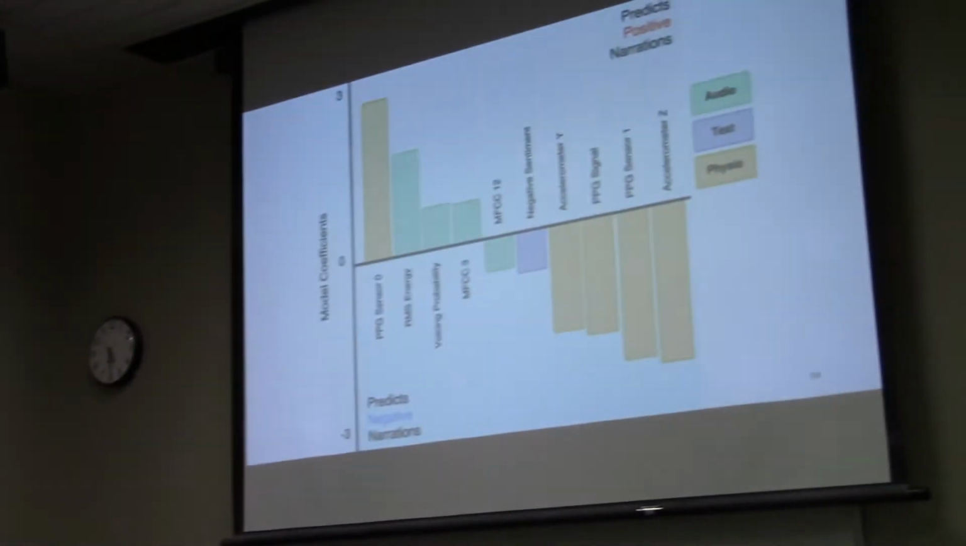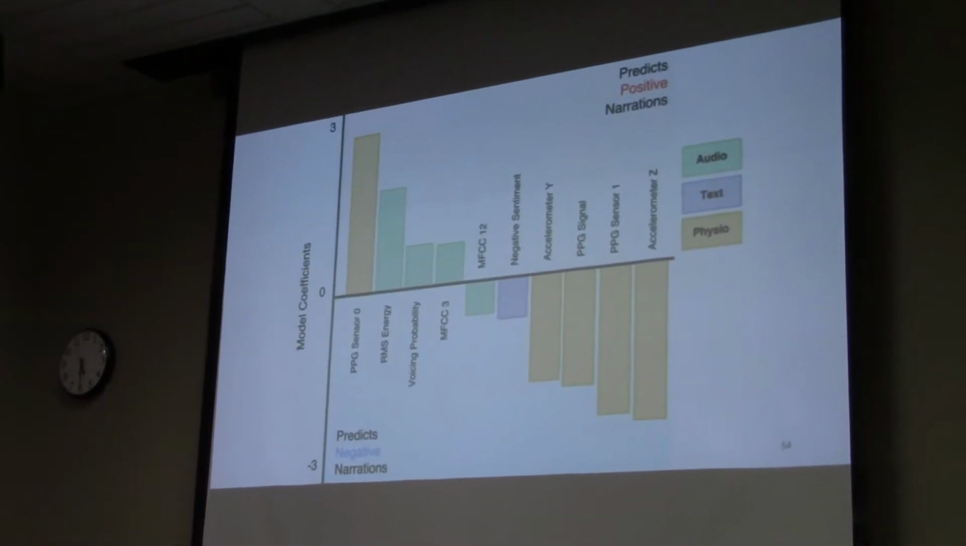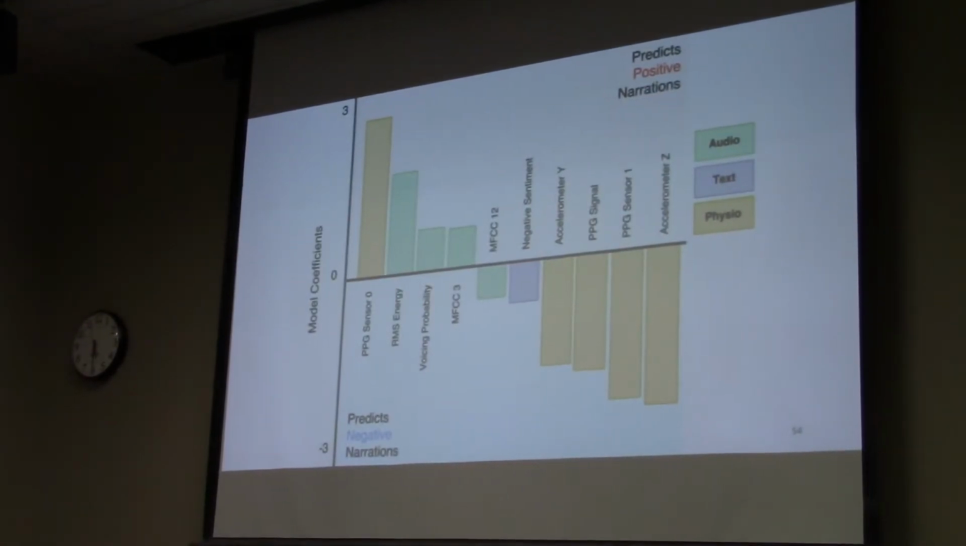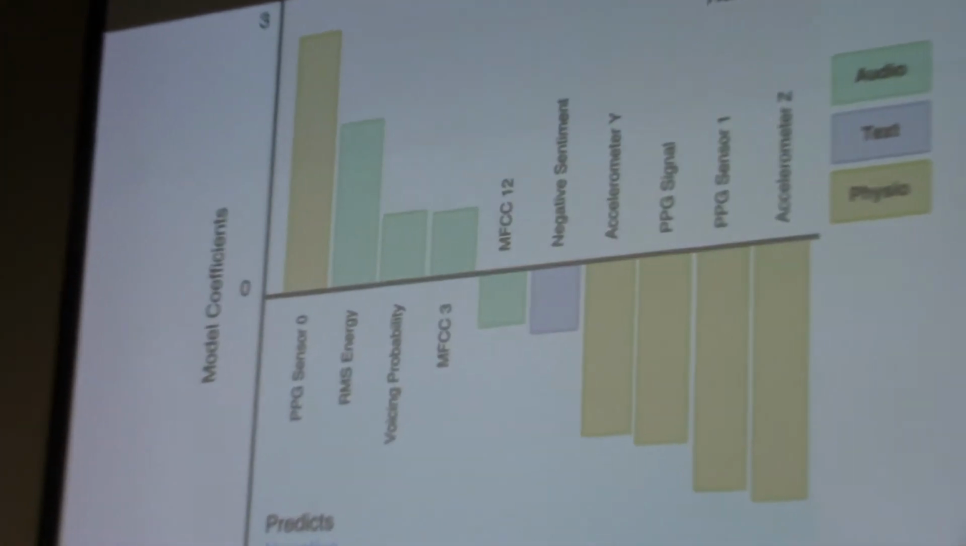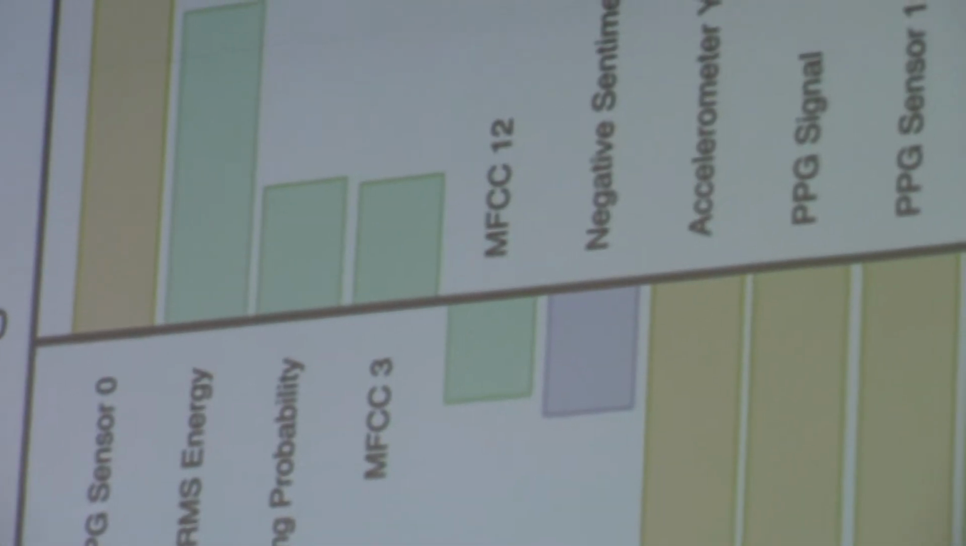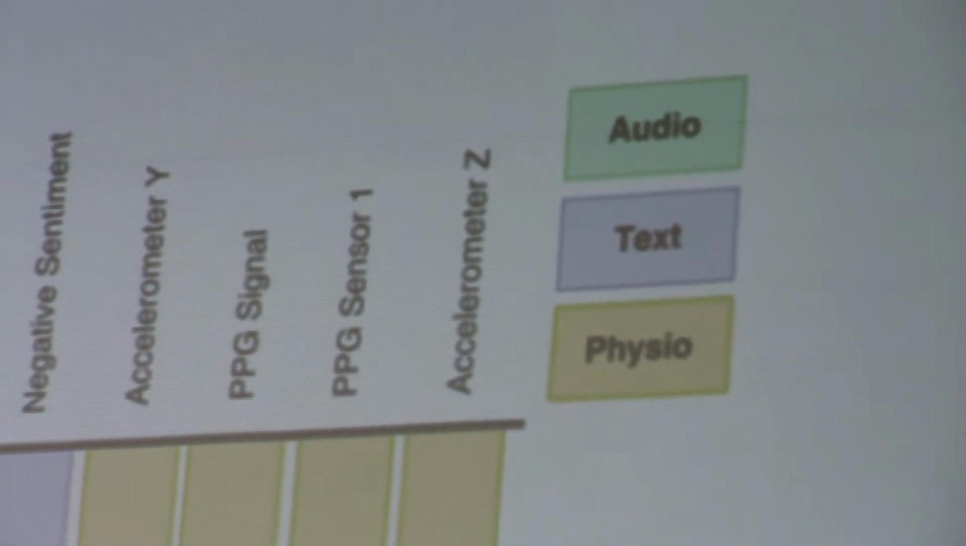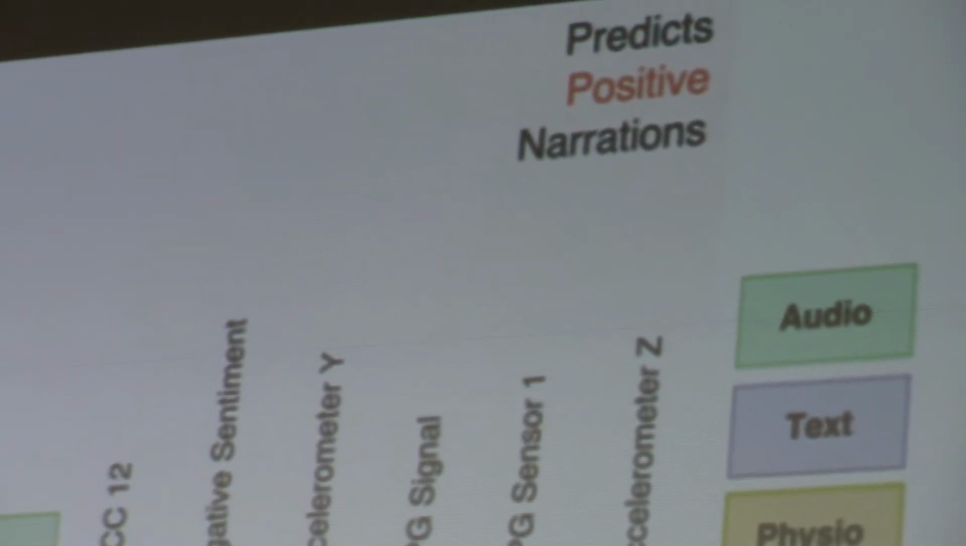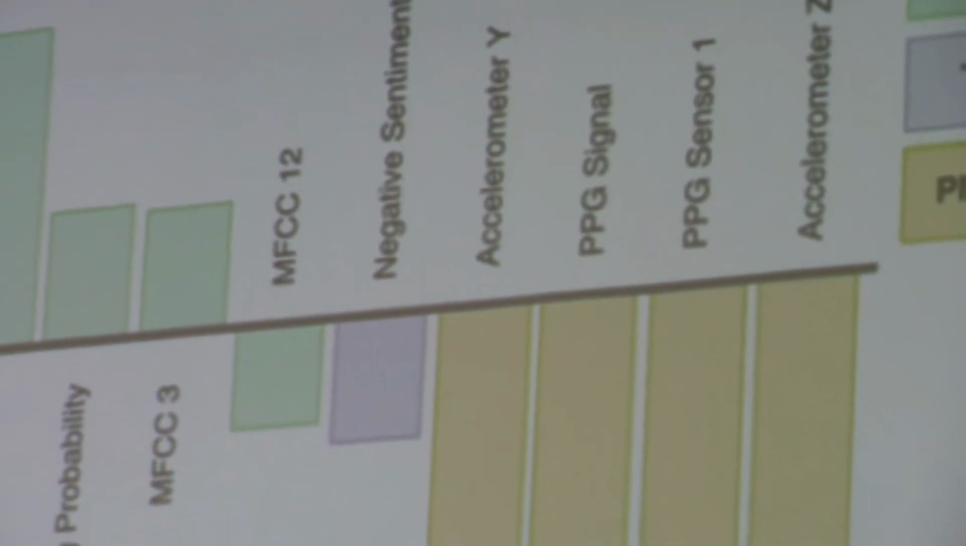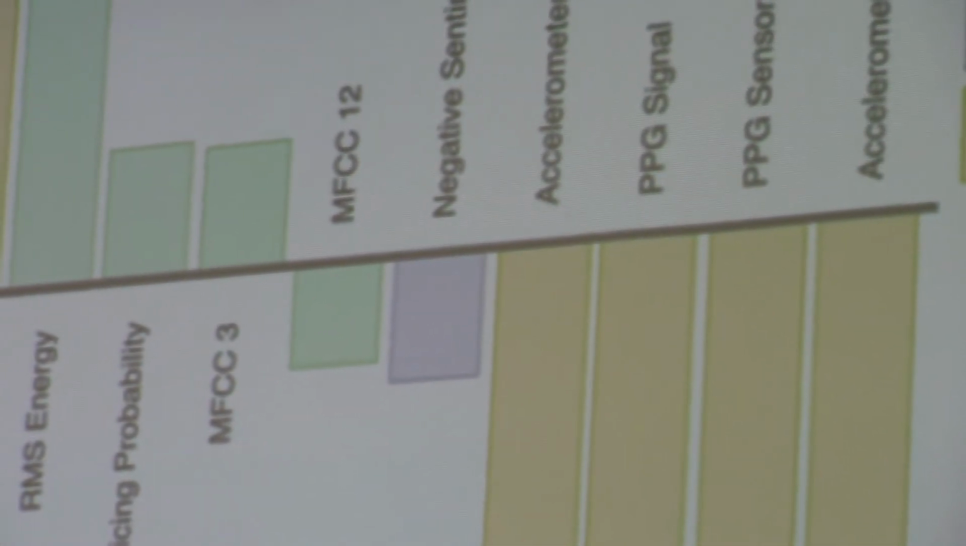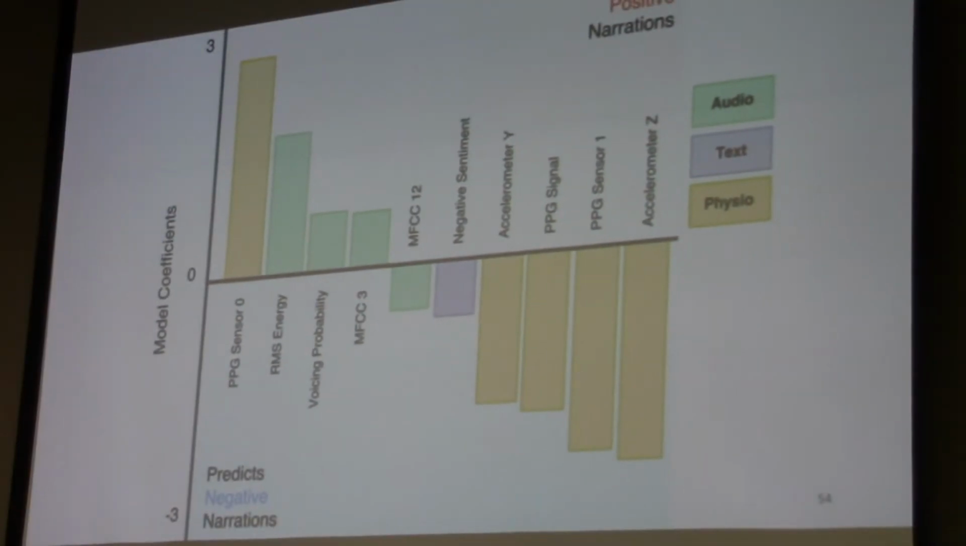Okay, so we ended up with 10 features, and we plotted them according to the model coefficient. So the weight in terms of how strongly a particular feature predicts a happy conversation or a sad conversation. On the left side, you have features which most strongly predict a positive or happy narration, and as you go towards the right, you have features that are predicting negative narrations.